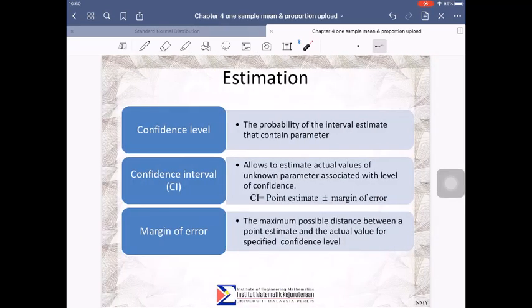In order for us to estimate, we're going to have confidence level, confidence interval, and also margin of error. Confidence level is the probability that the interval estimate contains the parameter. Confidence interval is equal to the point estimate minus and plus the margin of error. And margin of error is the maximum possible distance between a point estimate and the actual value.